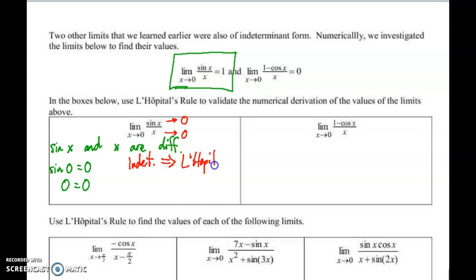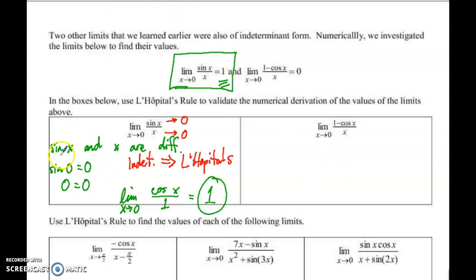By the way, this has been on every test for the last 3 years. As soon as they put L'Hopital's on Calc AB, which has only been a few years, it's been on every test. So what do you do? You take the derivative of the top. Well, the derivative of sine is cosine, and the derivative of x is 1, and now you can directly substitute, and cosine of 0 is equal to 1, which is exactly what the direction said it would be.